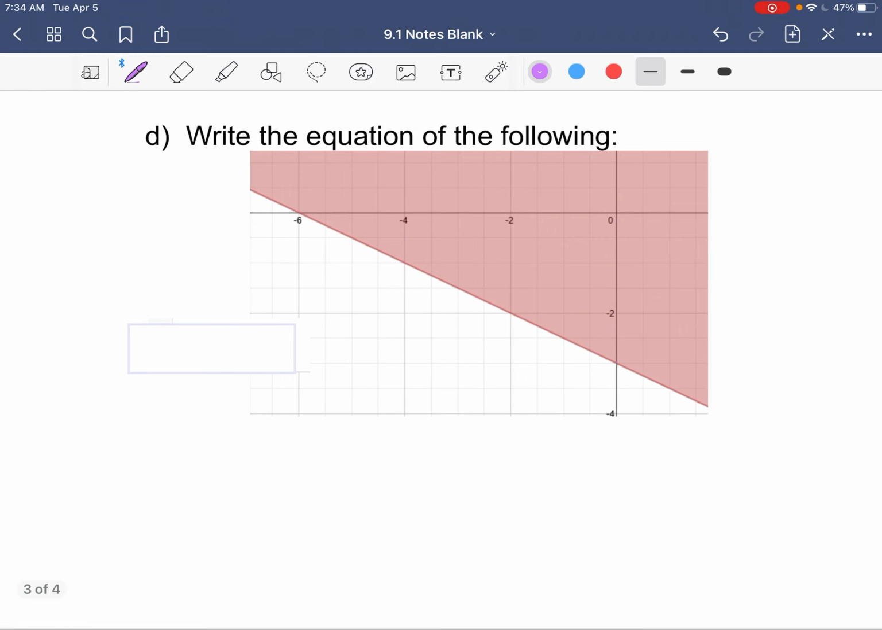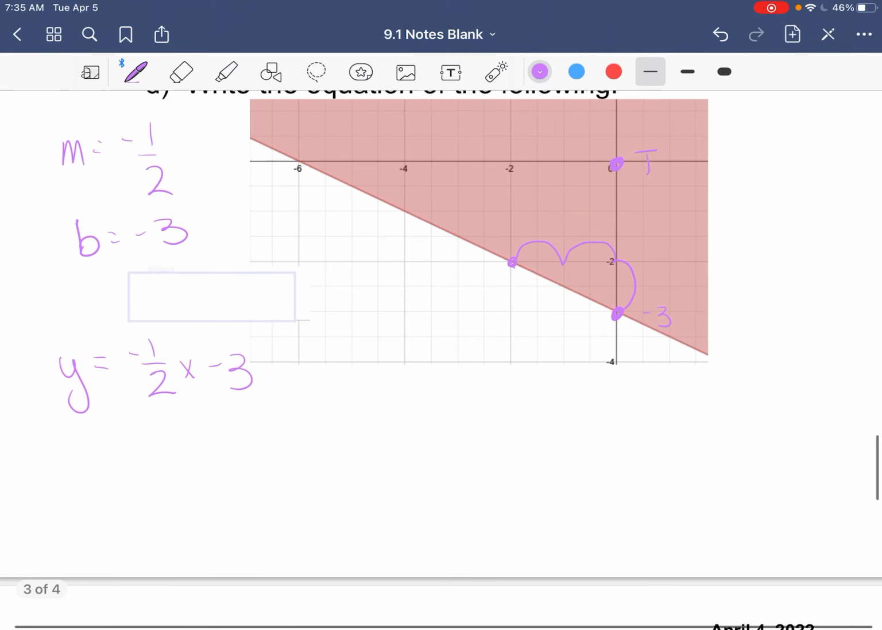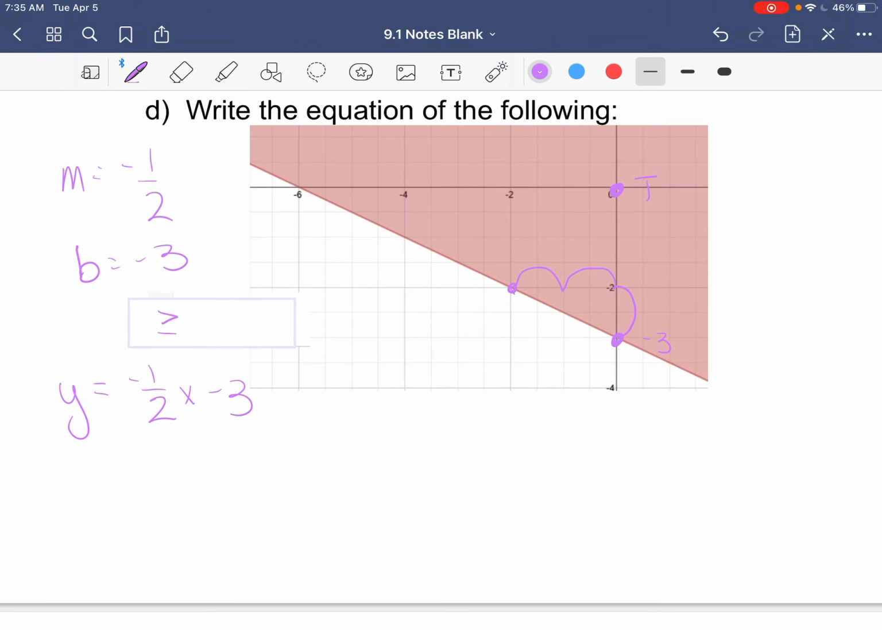Writing the equation of this one, we've got a y-intercept of -3. If we're looking at our slope, we're going 1 up, 2 over, so our slope is -1/2. We've got a y-intercept of -3, so we can put that into y equals -1/2 x minus 3. If we pick a point on our graph, again, I'm going to pick 0, 0. 0, 0 in this case is on the true side, so we need arrows to make it true. It's a solid line, so we need a greater than or equal to or a less than or equal to.